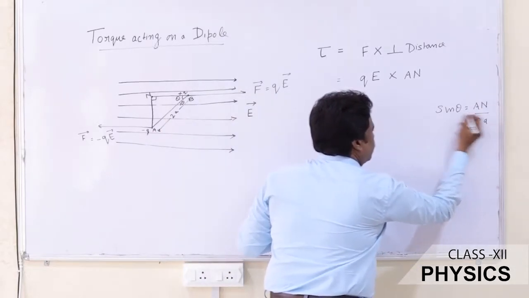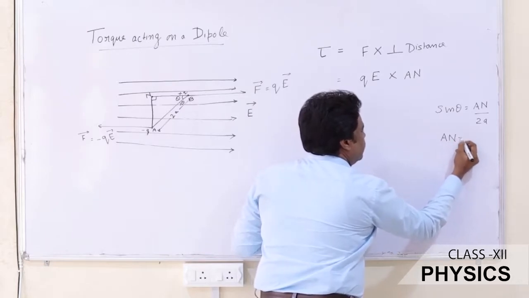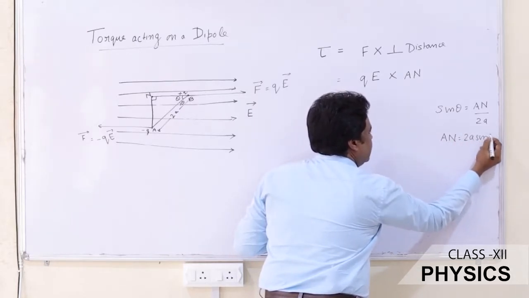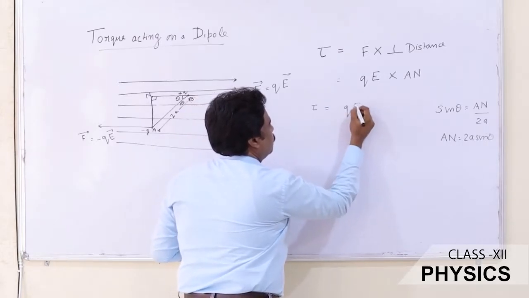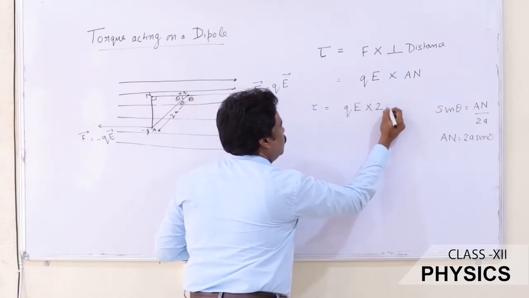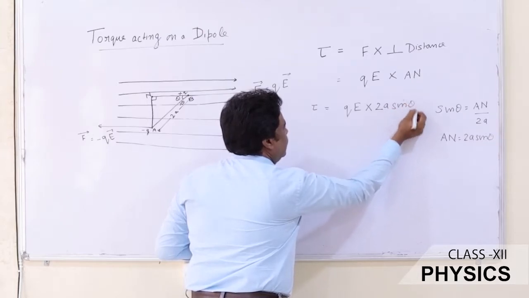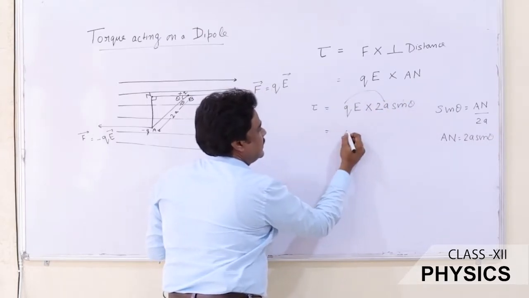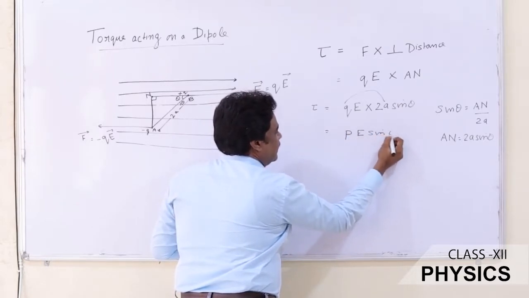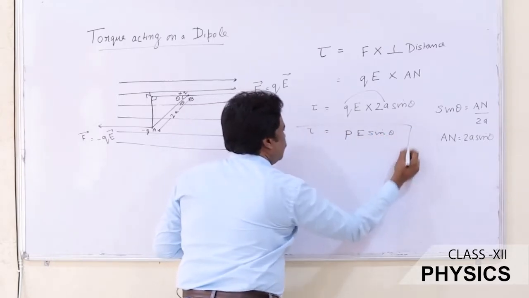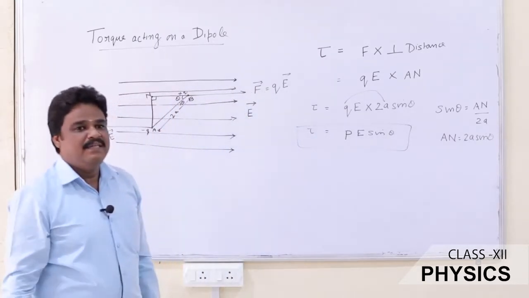AN by 2A. So AN will be 2A sine theta. So I can put it here. So torque tau is equal to QE into 2A sine theta. You know, Q into 2A is the electric dipole moment, that is P E sine theta. Now this is the magnitude form of torque acting on the dipole.